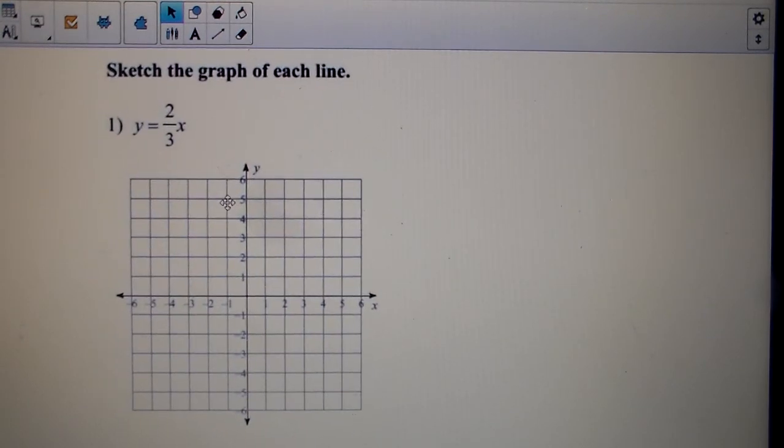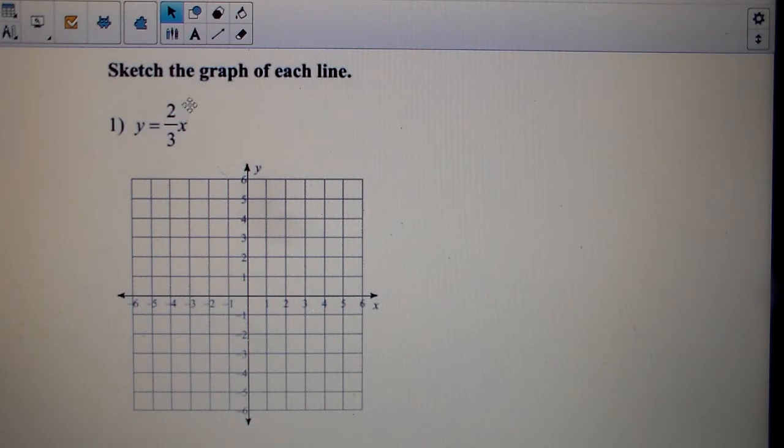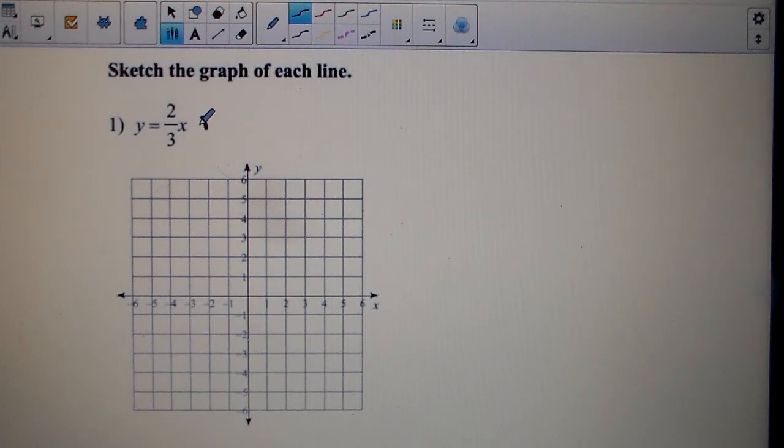Alright, so let's take a look at this one. Our directions say, sketch the graph of each line. So our goal here is to draw the line of y equals 2/3 x plus 0. Now that plus 0 is my y-intercept, that's my b. We're always going to plot the y-intercept on the y-axis at whatever number they tell us here, so if there's nothing written out, we do plus 0, so I put a plus 0 there.